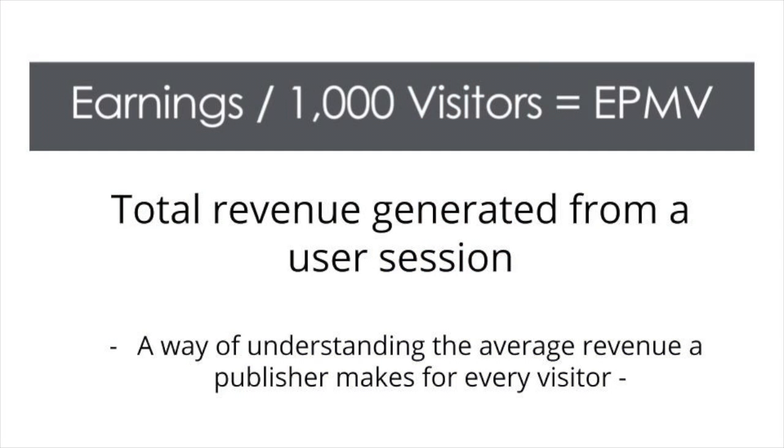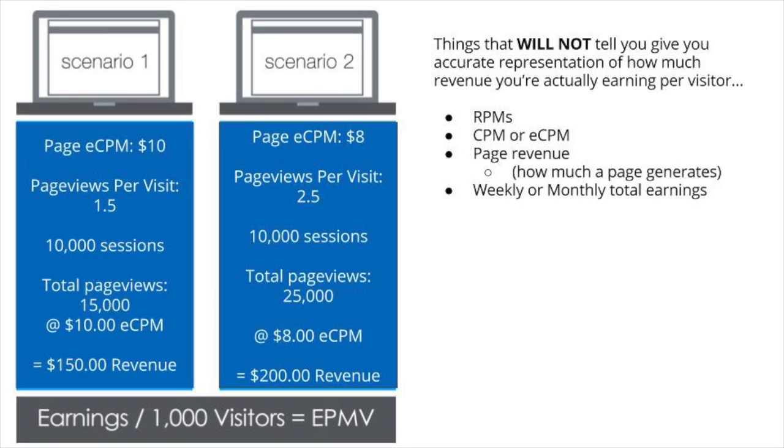This is of particular interest to digital publishers because EPMV can provide a true north with all the different changes in traffic, seasonality, ad rates, and all the other variables that exist on a digital property. EPMV can give you some direction as to whether or not you're actually earning more per visitor overall than you were before. Other metrics like CPMs, RPMs, eCPMs, and all other forms of measuring revenue per ad or per page actually can be misleading to digital publishers.